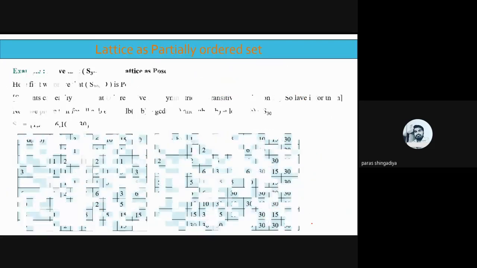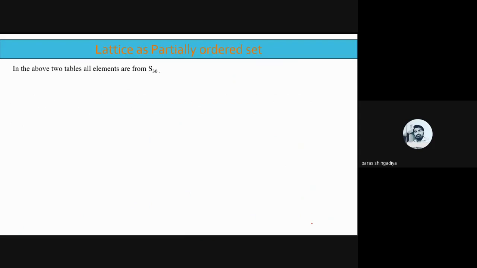So now you have to write the conclusion for that. In the above two tables, all the elements are from S30. All the answers of any pair belong to S30. And what does it mean? For all A, B belonging to S30, GLB of A, B, which means GCD of A, B, and LUB of A, B, which means LCM of A, B, belong to S30.